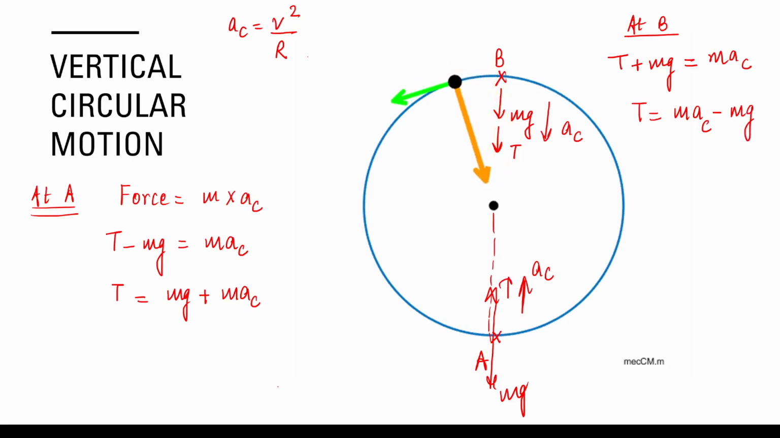Now my question: if this string is supposed to break, at which position does it have the highest chance to break? You can pause the video and think about it. A or B, at what position would the string break because of this circular motion? At A, clearly, because at A the tension is highest, and the tension is lowest at point B, so it's not going to break at B. If it is to break, it is going to break at A.